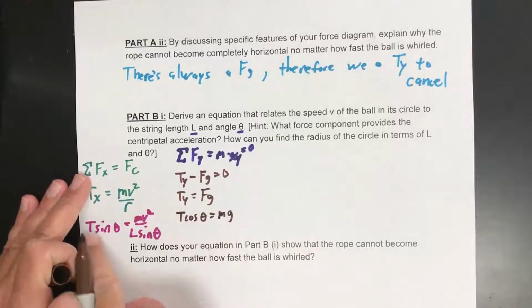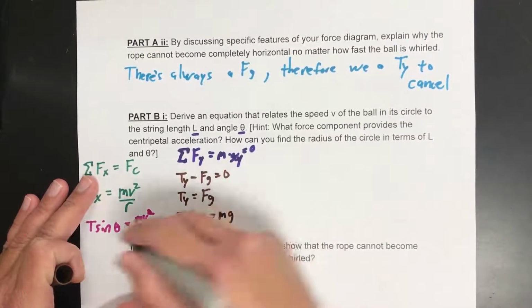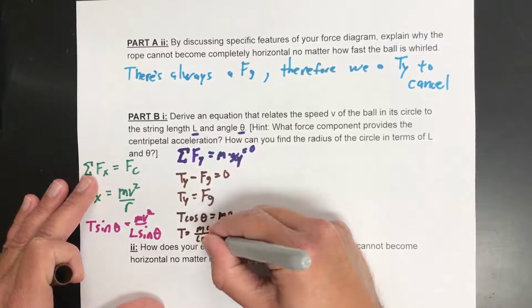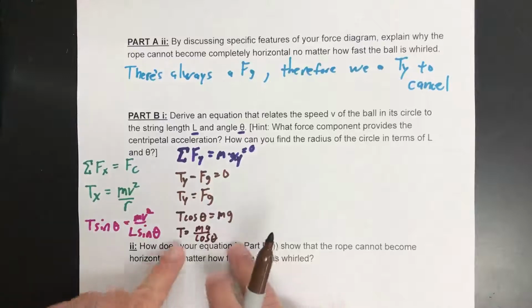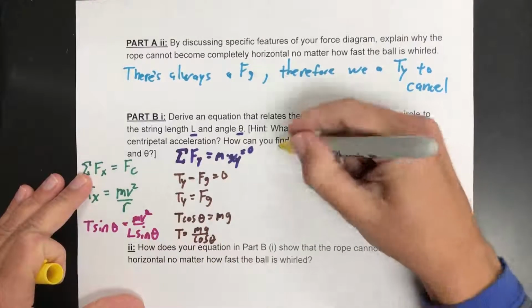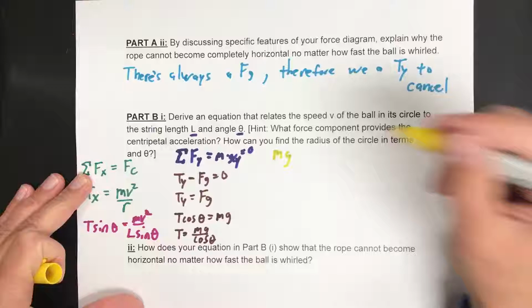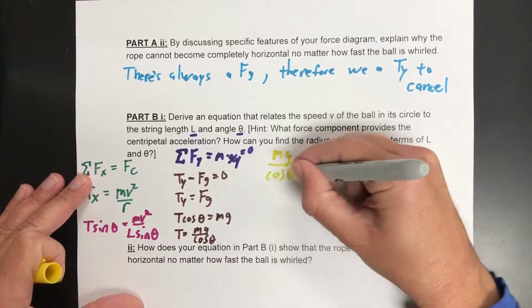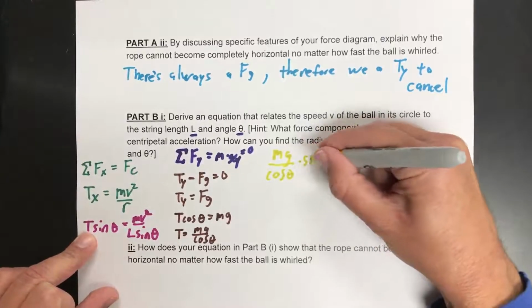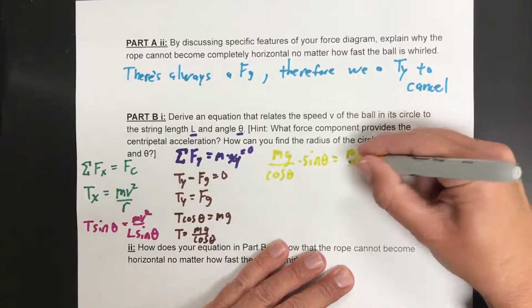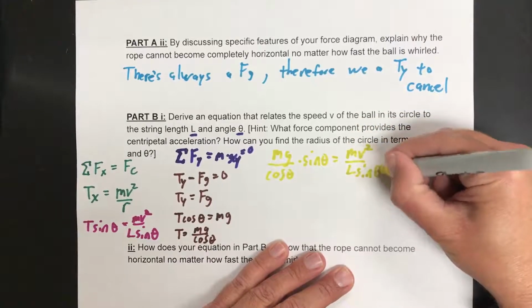I'm going to do one more step and then substitute over here. I'm going to solve for T, so I can substitute it over here. So T is equal to mg over cosine of theta. Now I can take this and substitute it in right over there. Taking all of this and plugging it in for T here, we get mg over cosine of theta. All of that was T, so that's going to be multiplied by sine of theta, and that is equal to this whole side over here, mv squared over L sine of theta.